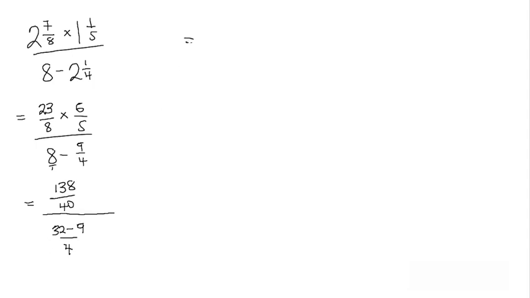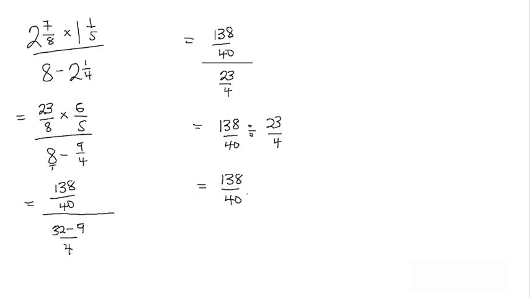So this is now equal to 138 on 40 on a bigger division sign. 32 minus 9 will give us 23. So we have here 23 on 4. So this entire fraction that we have here, we can rewrite it as 138 on 40 divided by 23 on 4. Now, to change the division sign to multiplication, we need to reciprocate this guy over here, or what is under the division sign over here. So it becomes 138 on 40 multiplied by 4 on 23.